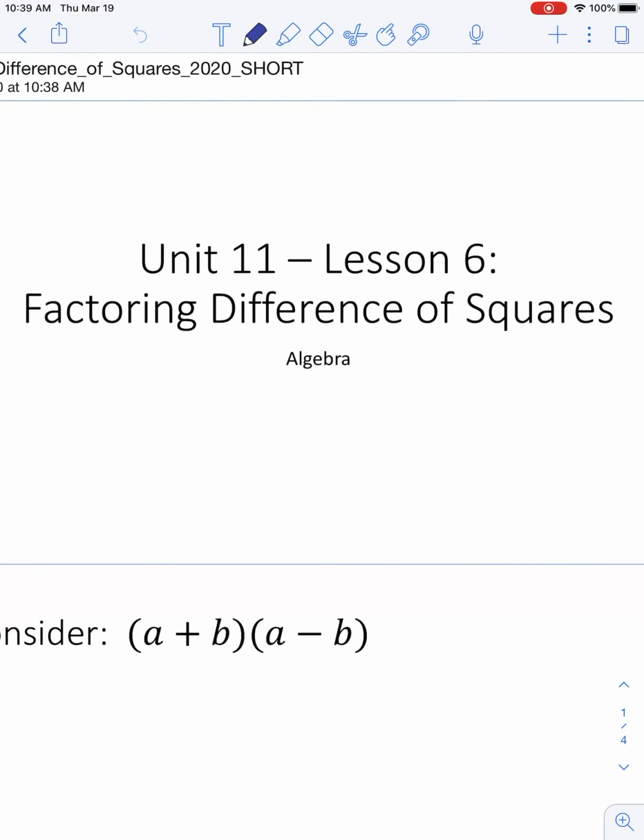All right, this is going to be a pretty quick lesson on factoring difference of squares. So this is Unit 11, Lesson 6, factoring difference of squares. Difference of squares is a special factoring pattern. Sometimes we can pick up on some patterns that let us do some of the problems faster than others. So these are problems that I think you're going to like. They're just a very specific situation.